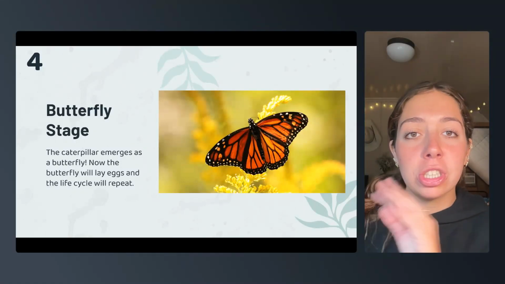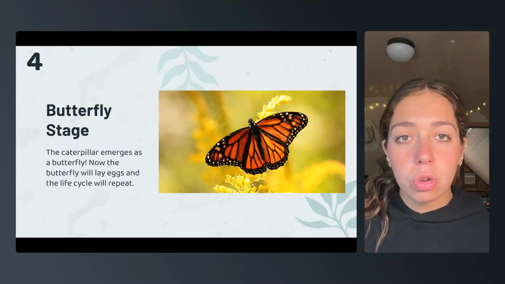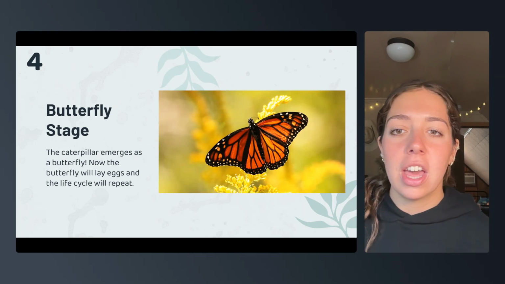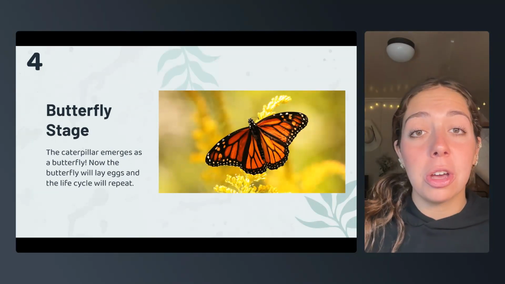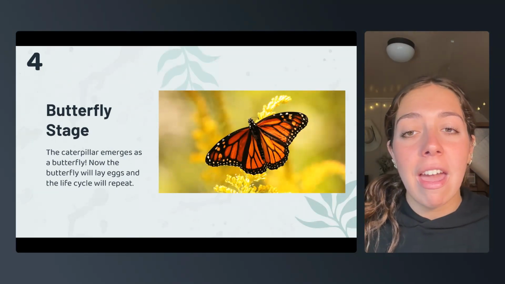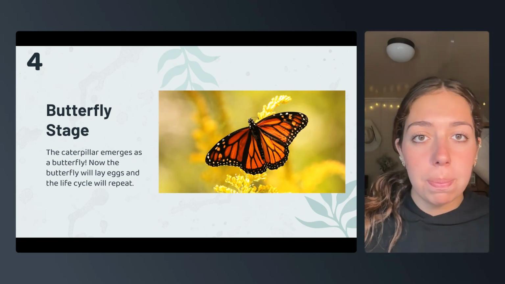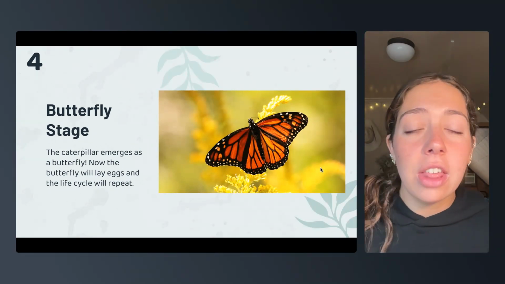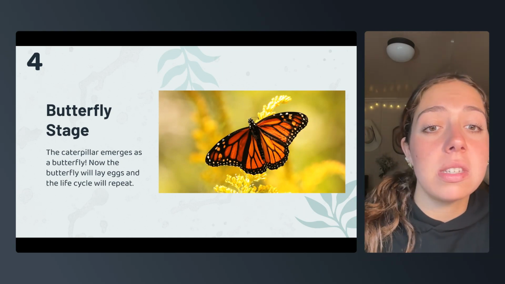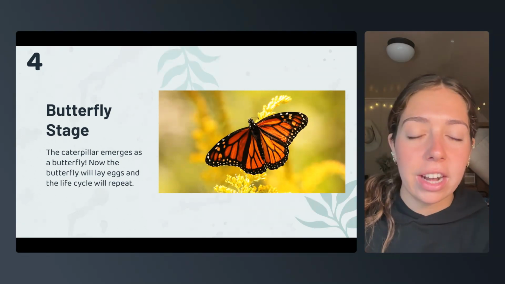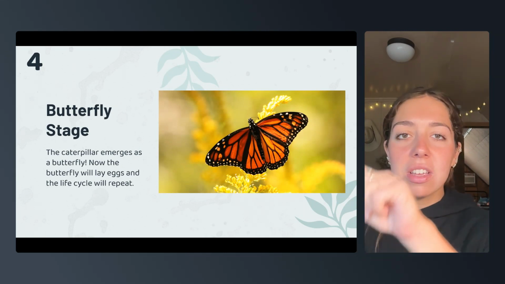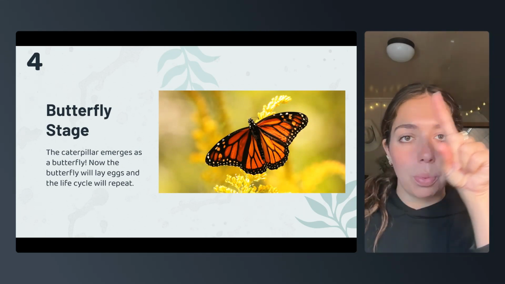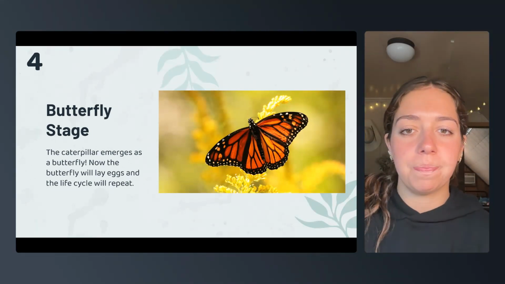So they're going to emerge from the chrysalis with full-grown wings ready to fly around. So, now the butterfly can lay eggs and the life cycle will repeat. So, this is the adult butterfly, and they're going to be the creature that's laying those little eggs that we had at the first stage. So that is why our cycle just goes around and around.